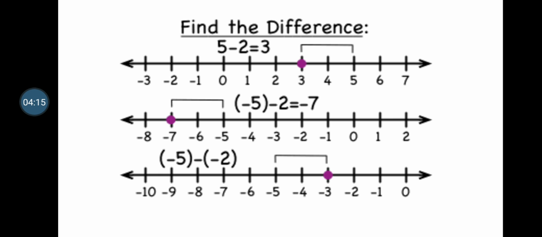Then the last one, minus 5 minus minus 2. Here you need to change the sign. Minus 5, and you change the minus 2 to plus 2. So you will move forward to the right side. You start with minus 5 and you finish at minus 3.